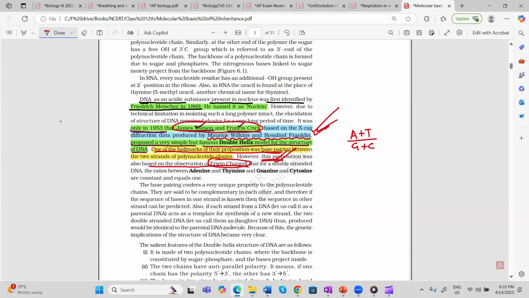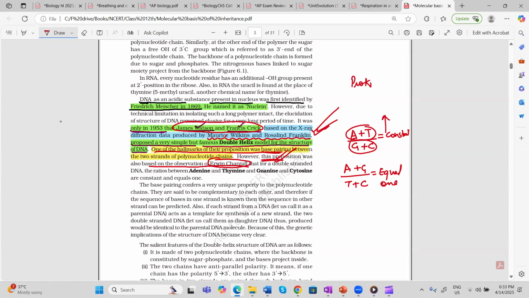We have to read it two ways. This is constant, and the ratio between this is equal to one. This is base pair. A pairs with T, you know very well, and G pairs with C. It is always constant.